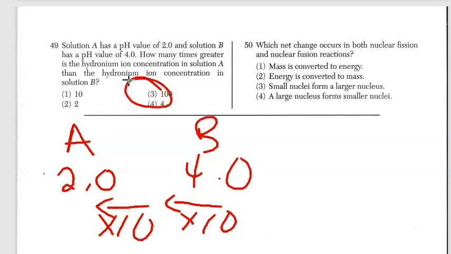All right, finally for 50, which net change occurs in both nuclear fission and nuclear fusion? All right, and that is a tiny bit of mass, and in each one of these reactions it is converted into energy. That is choice 1. That is a fact.